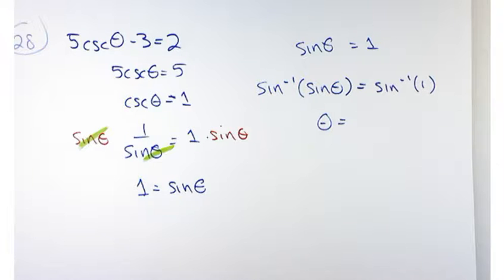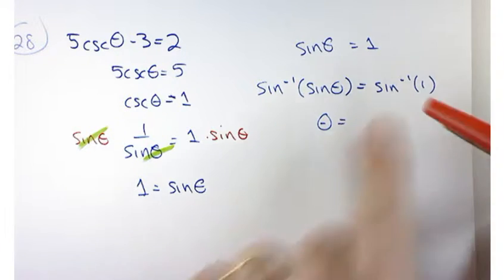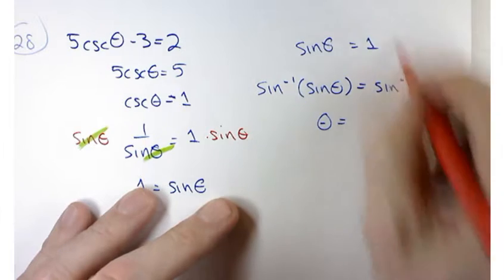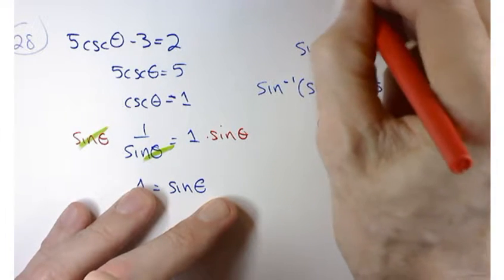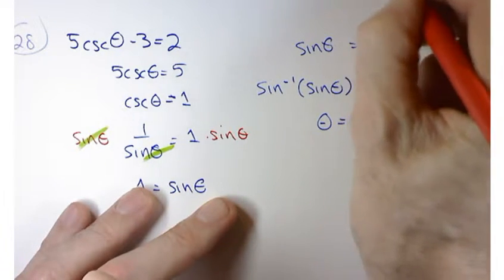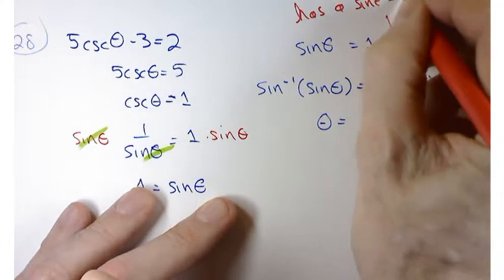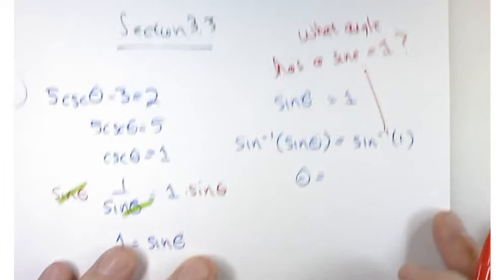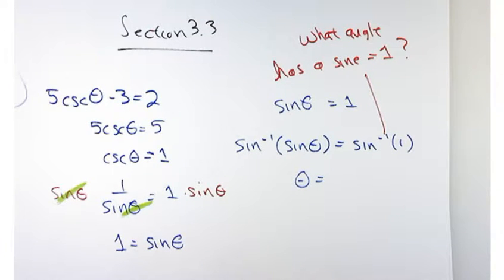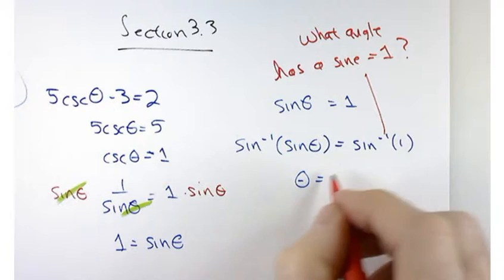Now let's understand what this means. You're asking what angle has a sine equal to 1. Now sine is your y coordinate, so where's the y coordinate equal to 1? Pi over 2. Ooh, I like that. You gave it to me in radians and not degrees.